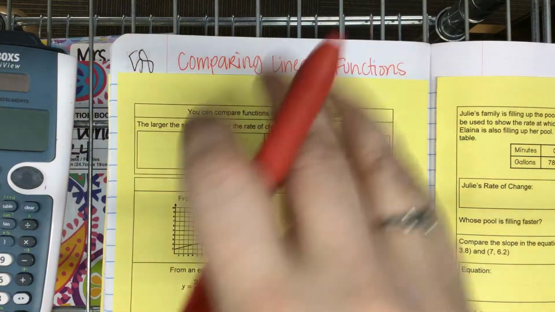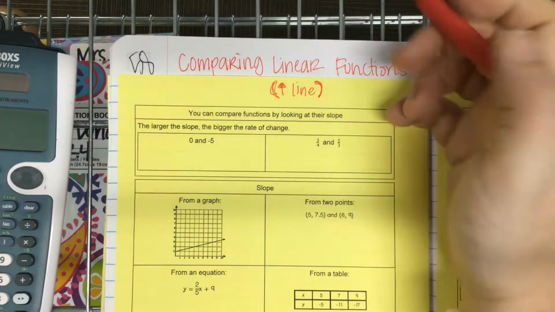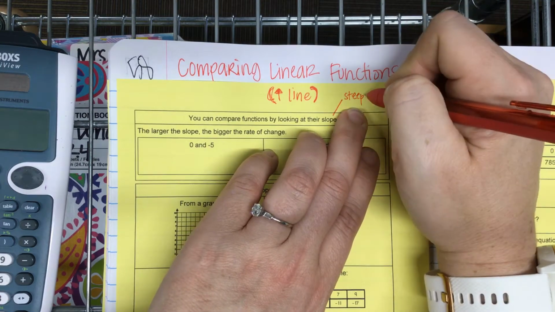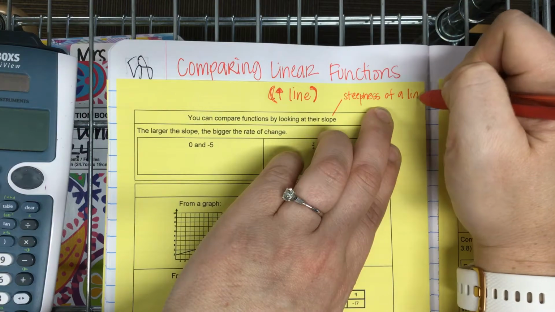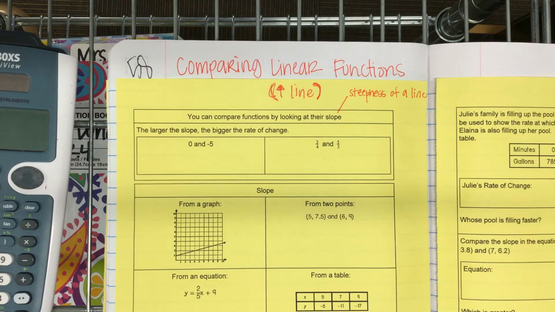All right, so it says, page 1, you can compare functions by looking at their slope. Slope measures the steepness of a line. Do you agree with that? Slope is the steepness of a line. And there are two ways, two formulas, that we use to find slope.